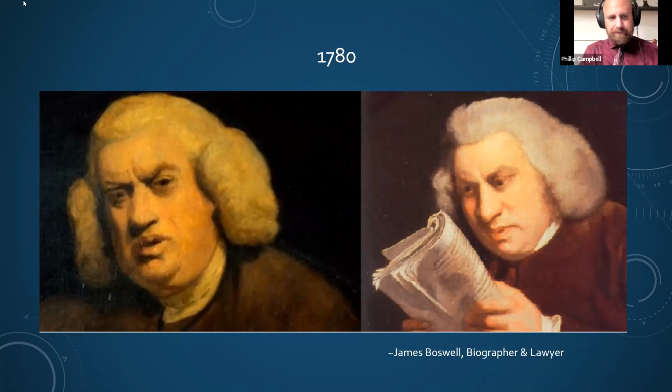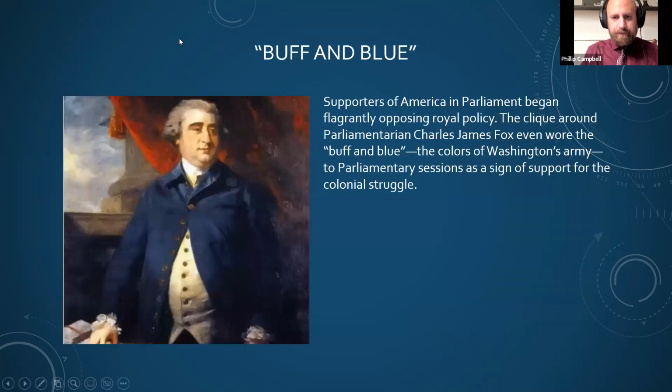All right, so this is really astonishing because I think in the United States, we tend to imagine that the British government was unanimously opposed to American independence. We tend to think that the British were just like, oh, who do these peasants think they are? We need to put them in their place. Really wasn't true. America had supporters in the highest level of parliament. In fact, supporters of America flagrantly opposed royal policy.